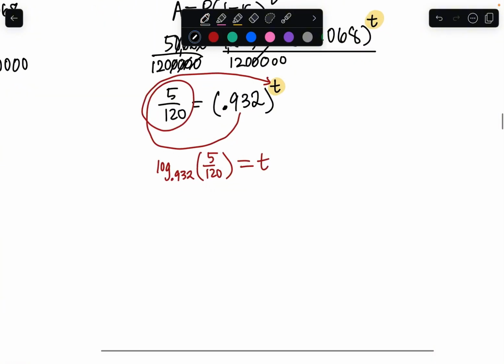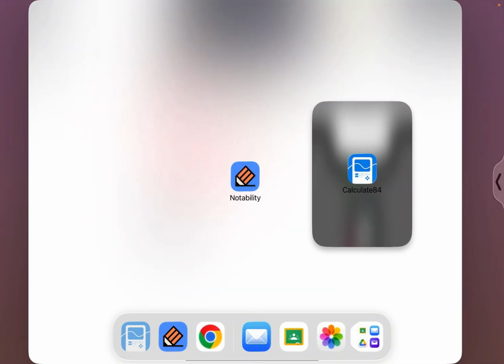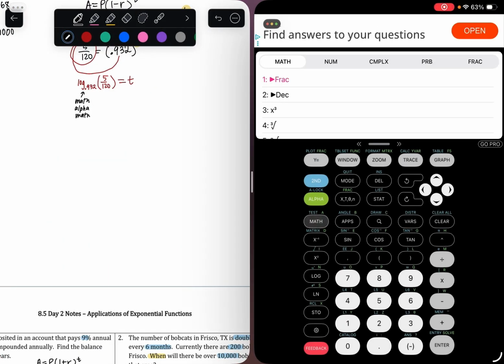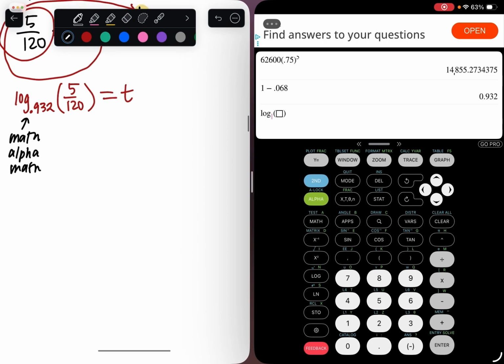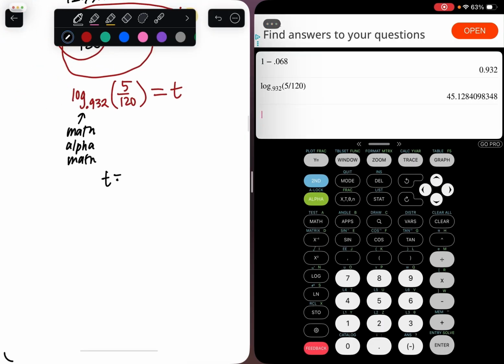Okay, and so to type this in, that's math, alpha, math. Okay, so in your calculator, math, alpha, math, 0.932, 5 over 120, and so we get 45.12 years.